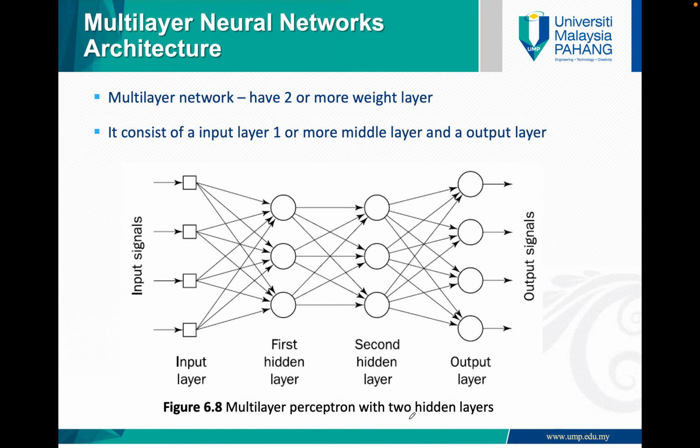And this is the multi-layer neural network. A multi-layer neural network has 2 or more weight layers. It consists of an input layer, one or more middle layers and an output layer. You can see here you have several inputs, a first hidden layer, a second hidden layer, and the output layer. As long as it has 2 or more layers, it is considered a multi-layer network.